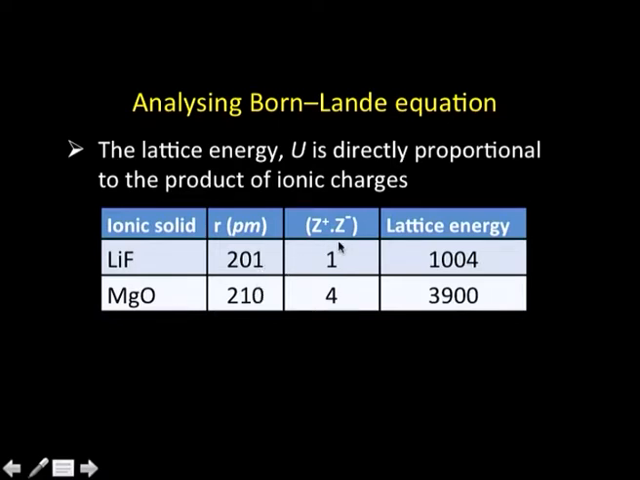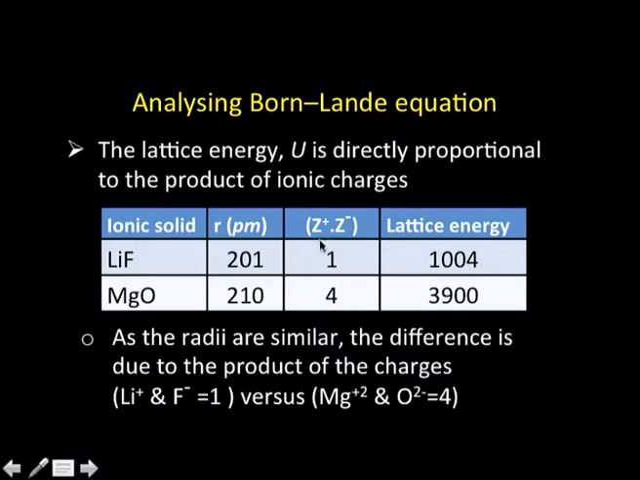But if you look at the product of Z plus into Z minus, this happens to be just 1 in case of lithium fluoride and 4 in case of MgO, and we find that the lattice energy is significantly large over there. That means, in this case the lattice energy is determined primarily by the product of the charges, because the ionic radii happen to be roughly comparable to each other.